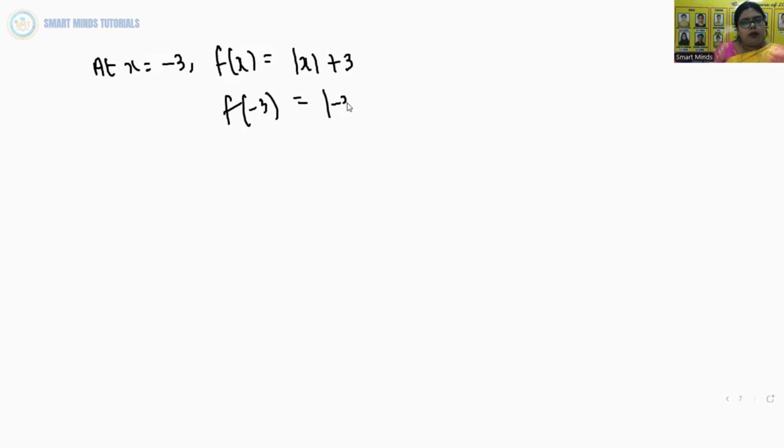Now we have to check the continuity of the function at 2 points. That is x is equal to 3 and x is equal to minus 3. So at x is equal to minus 3, what is f of x? Just look at the functions. F of x is mod x plus 3. So f of minus 3 will be mod minus 3 plus 3. That is 6.